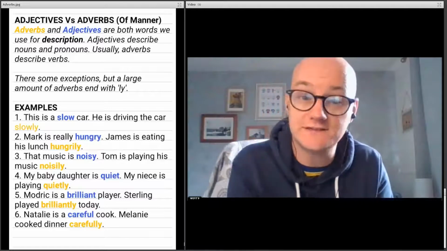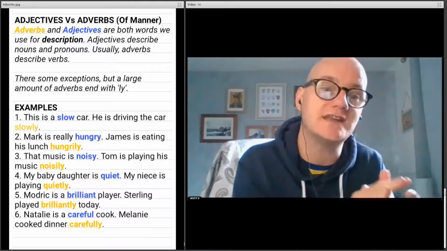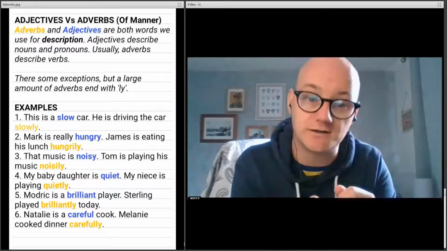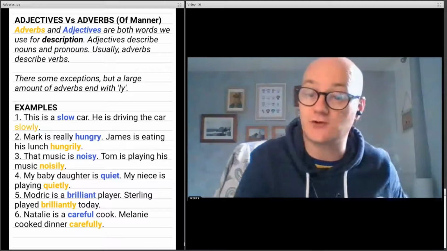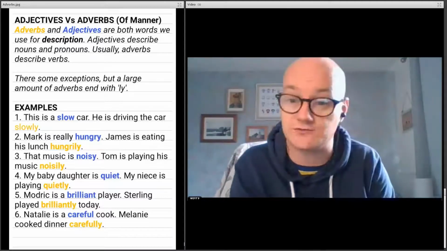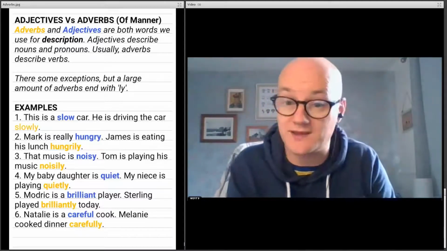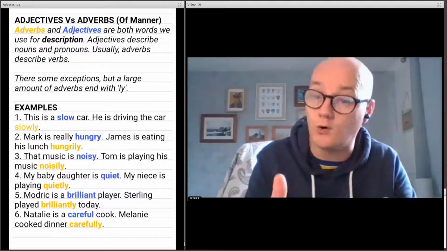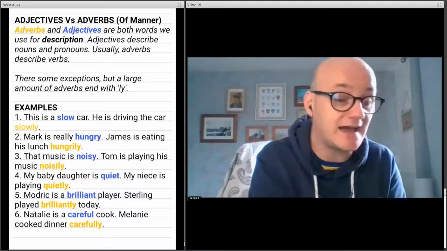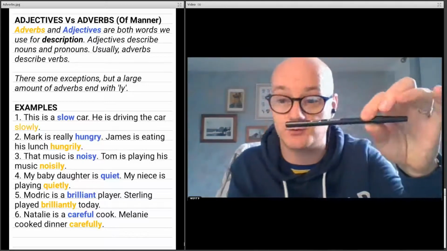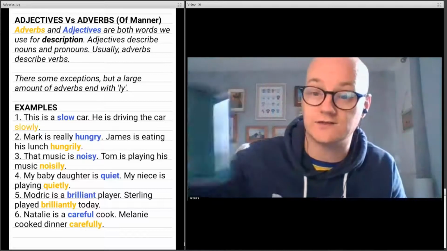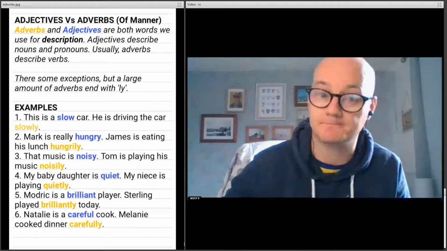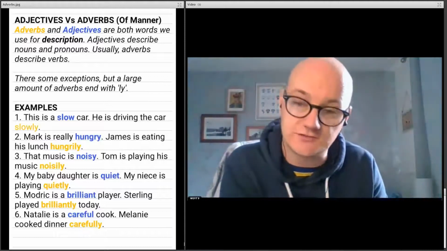So the first thing to remember is that we use both words for description, but we use adjectives to describe things like nouns and pronouns. So a noun or a pronoun is an object or a person. So a pronoun's a person's name or words like he or she. A noun is for an object. So for example, we could say pen, we could say mug, and we could say notebook. We use the adjective to describe those.